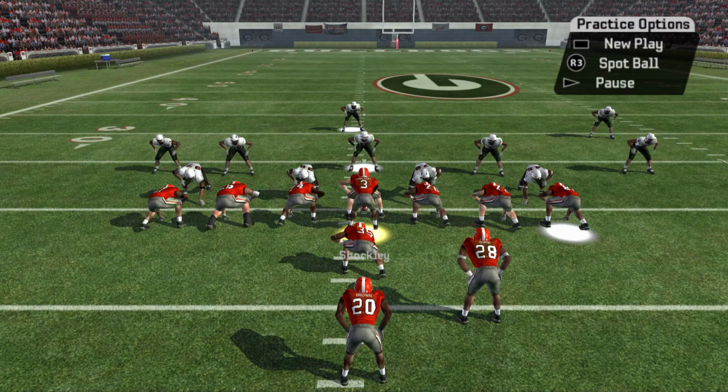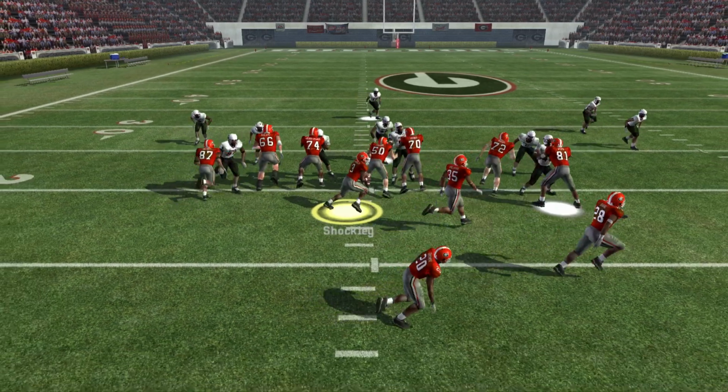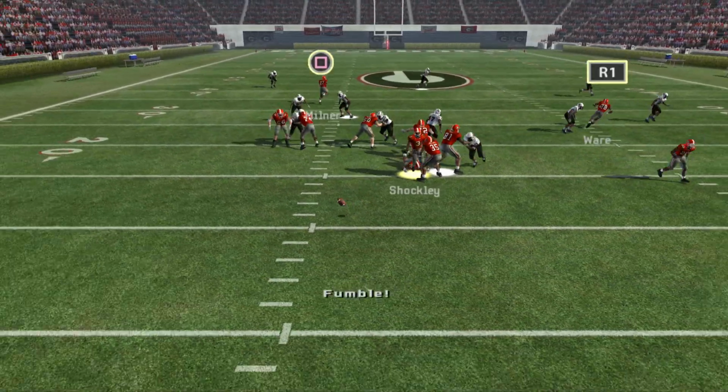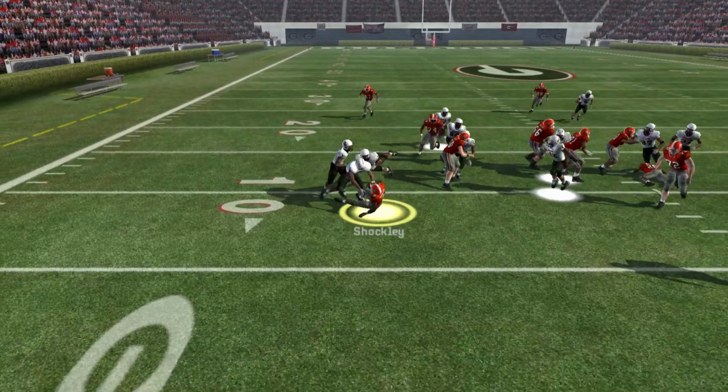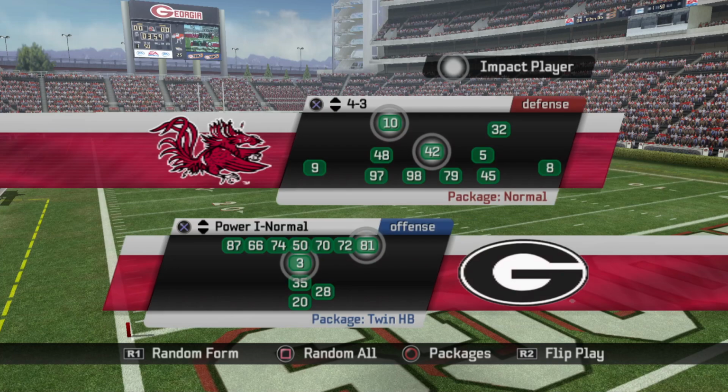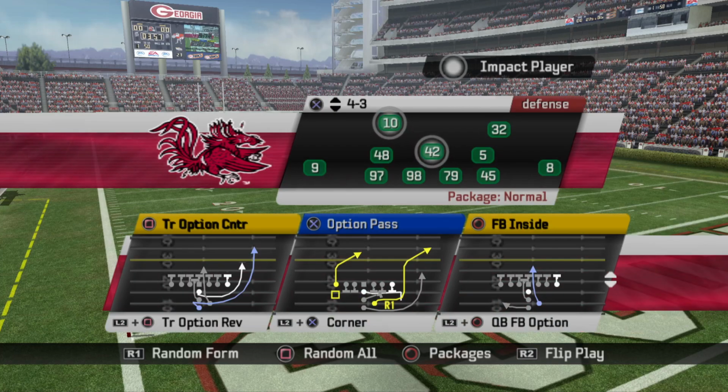So, just the way I like to do it personally, if I see cover 0, I'm going to try to go over the top as long as I have protection. Otherwise, I'll just toss it. And looks like my fullback got in the way there. I'm not a huge fan of the triple or the option passes anyways, but I had to show it regardless.